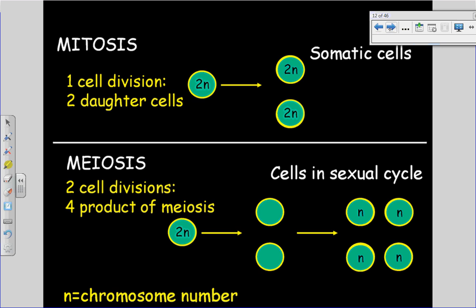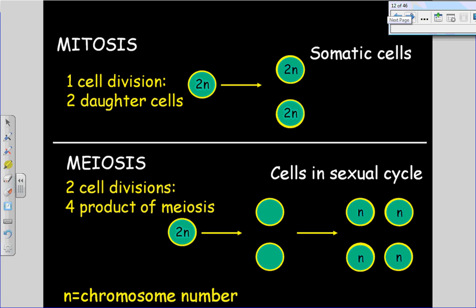So this is just another diagram showing the differences. We start with one cell division and we end up with two daughter cells. We start with diploid and we end up with diploid. And that happens with the somatic cells. In meiosis, we have two cell divisions and we have four daughter cells. Each of them goes from 2N diploid to haploid.